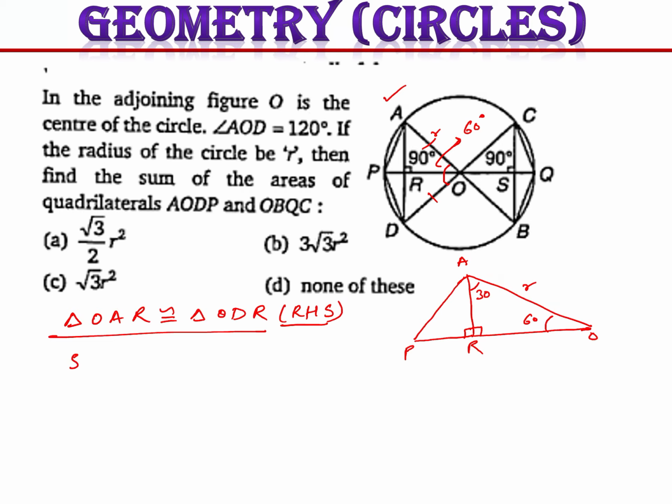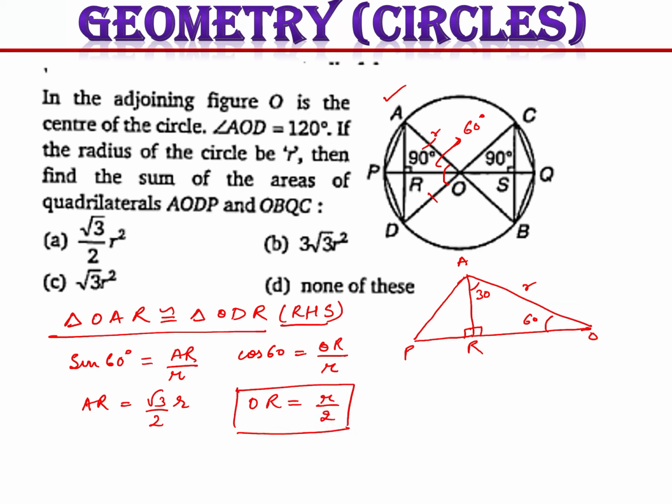Now sin 60 degrees will be equal to AR upon R. So AR is root 3 by 2 R. Similarly, cos 60 is equal to OR upon R. So OR is equal to R by 2, because cos 60 degrees is 1 by 2. So here I have the value of OR and AR.